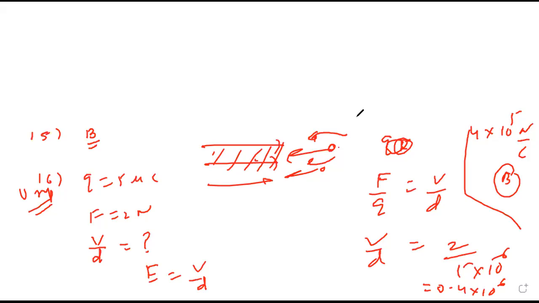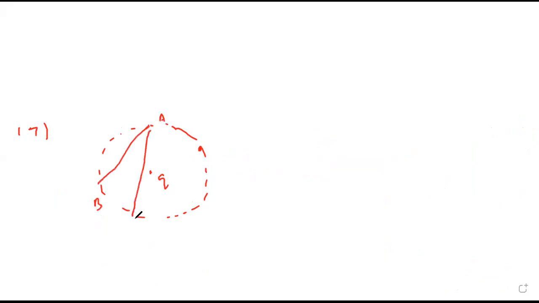Question 17: in the electric field of a point charge Q, a certain charge is carried from point A to B. So from Q, this is the circle. That means this is the position in the electric field. A charge is taken from A to B to C, D, E.